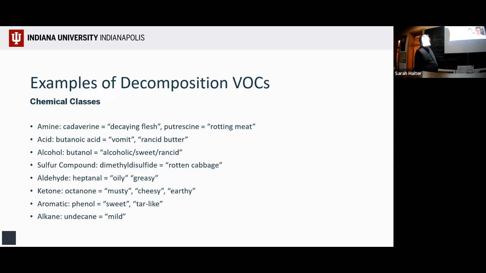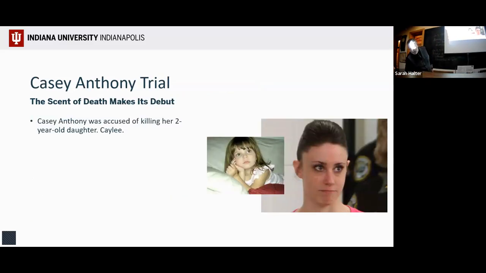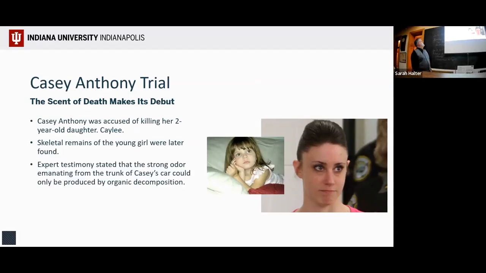Has this happened before? Yes, it has. If you're up on your true crime, this is Casey Anthony, who was accused of killing her daughter, Kaylee, who's pictured right there. They found her remains, so they did actually have a body in this case. And they tested the trunk of her car for VOCs, and they found VOCs in that location that are attributed to decomposition.